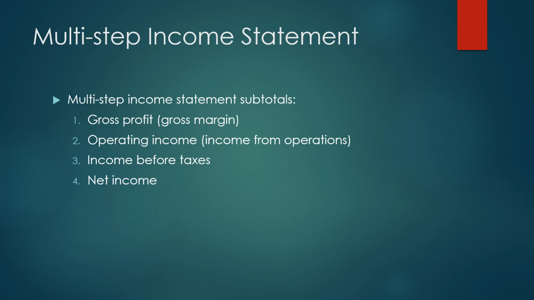Gross profit is also known as gross margin and is computed as net sales minus cost of goods sold. Gross margin minus your operating expenses gives you operating income or income from operations. Then you're going to add in other revenues and gains, subtract out other expenses and losses before coming down to income before taxes. And then you'll subtract out taxes to get to net income.